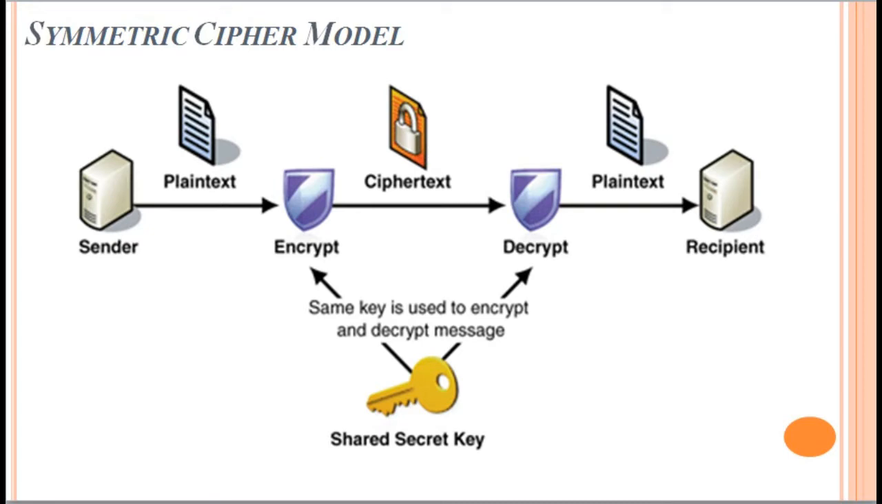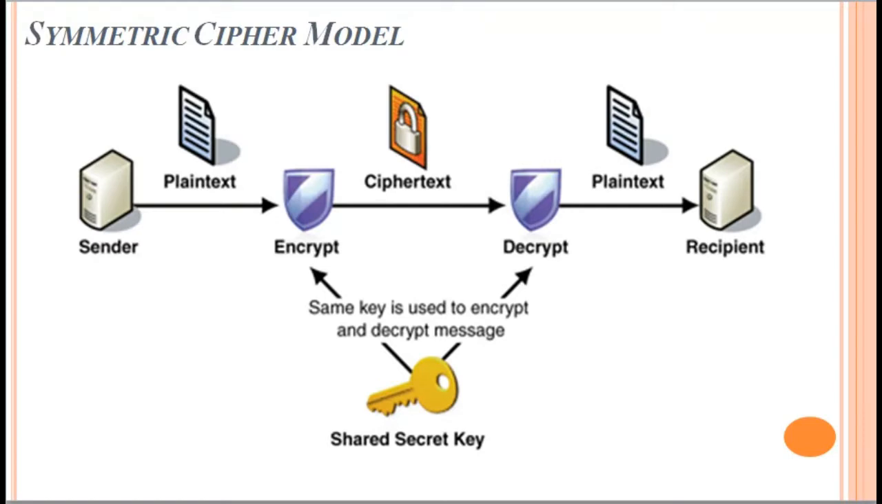Next one is ciphertext. Ciphertext is the encrypted message, or the non-readable form of plain text, produced by the encryption algorithm applied on the plain text with the help of the secret key. Next one is the decryption algorithm. The decryption algorithm is the process by which we convert ciphertext into plain text. It means the receiver receives the original message with the help of the decryption algorithm.